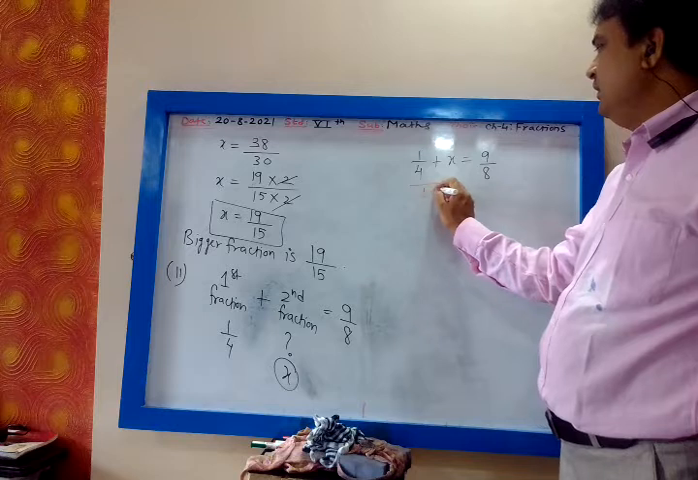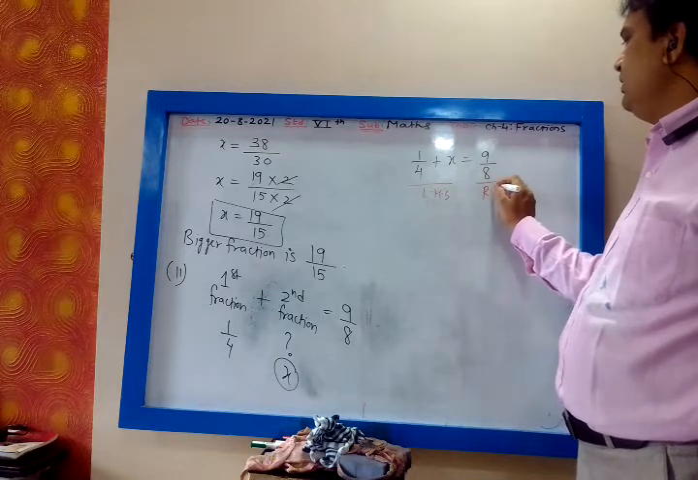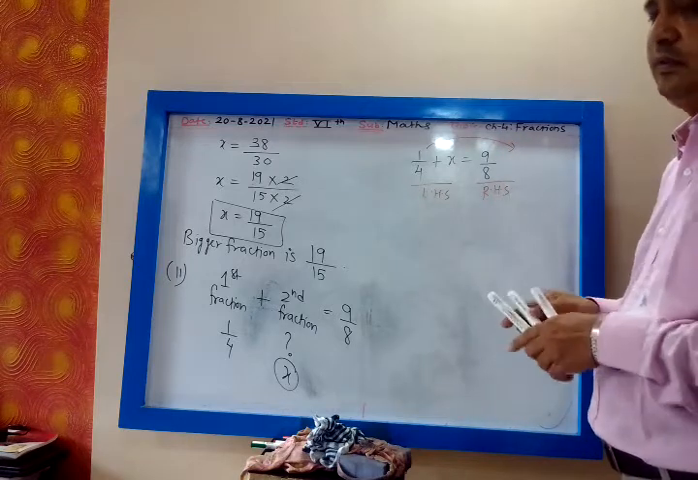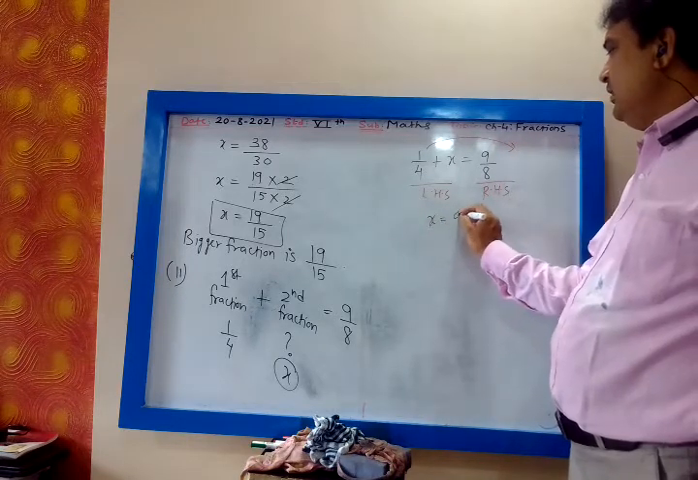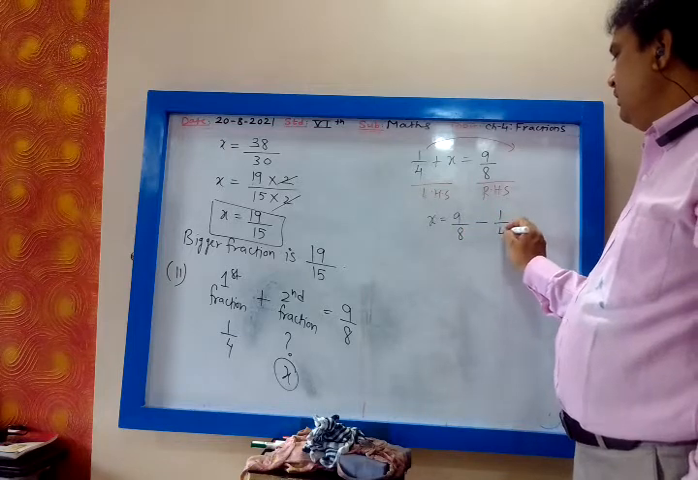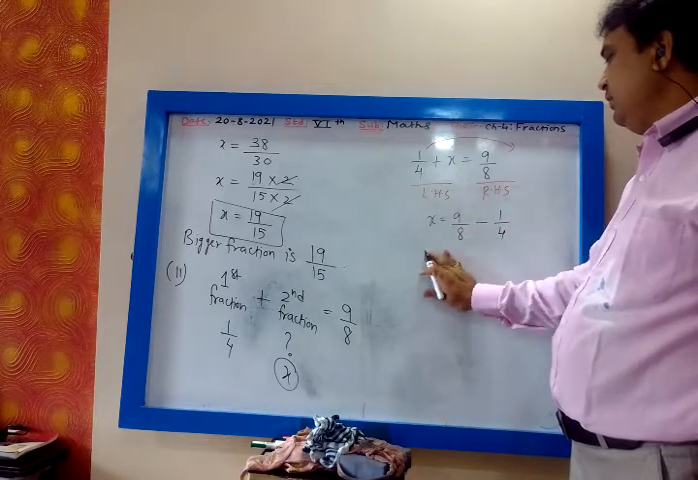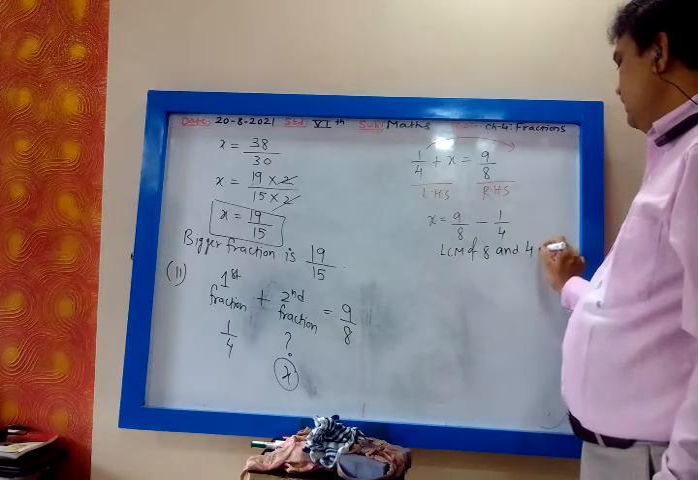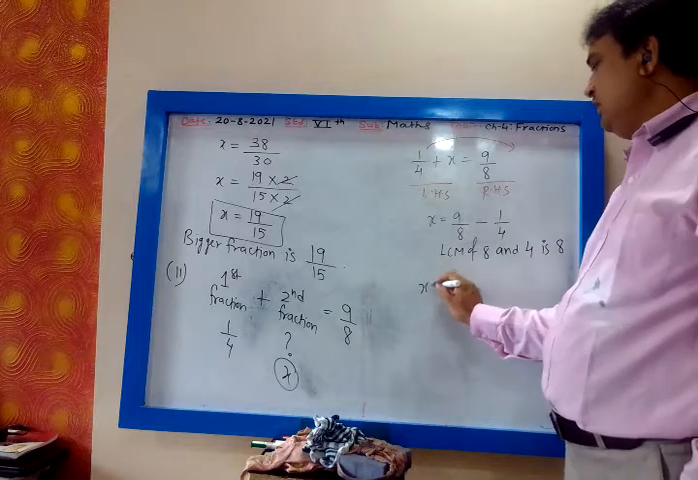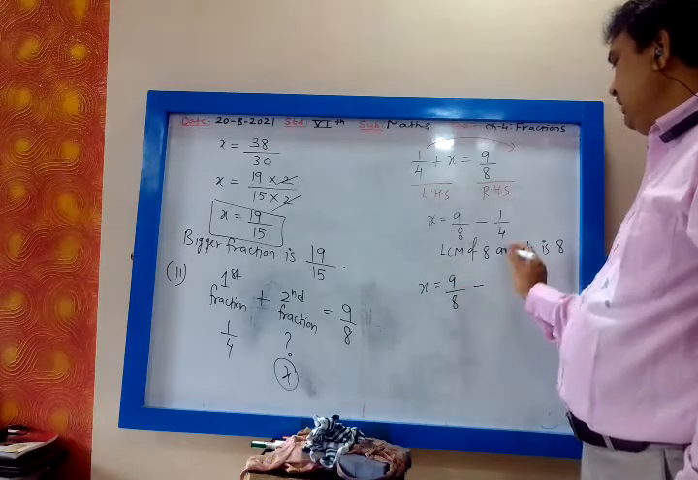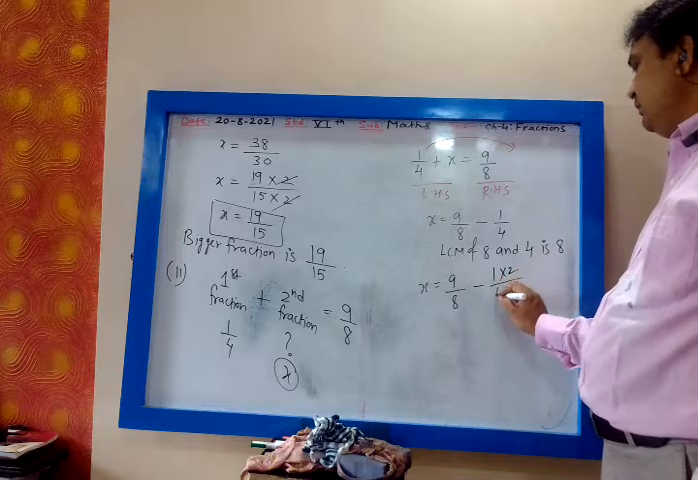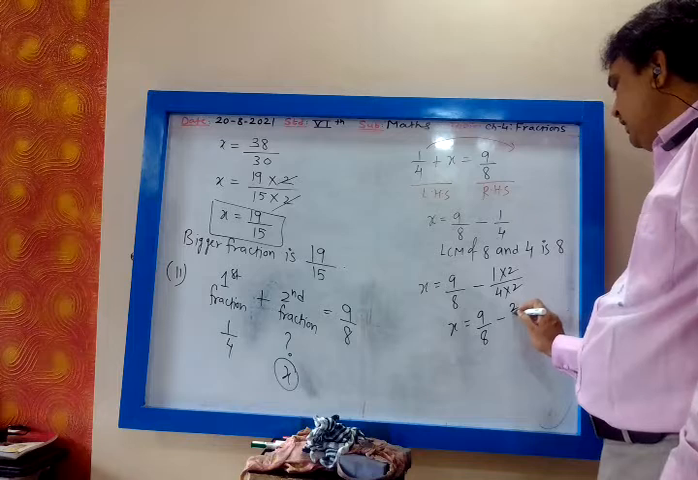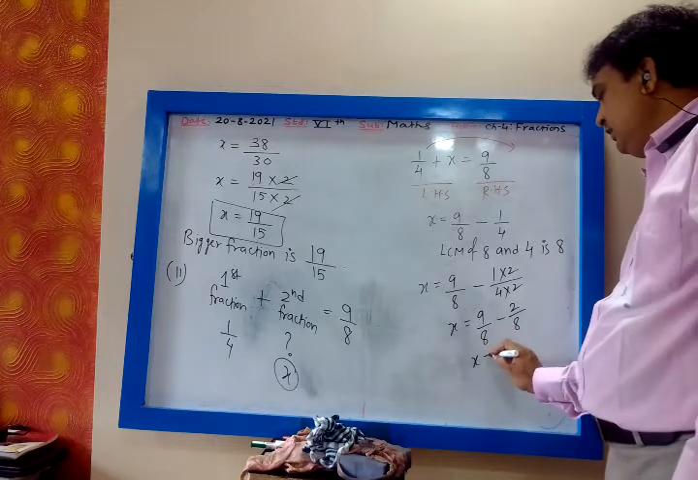This is my left hand side. Before the equal to and after the equal to is my right hand side. This is plus 1 by 4. We take it to the right side. It will become minus 1 by 4. So x is equal to 9 by 8 minus 1 by 4. Take the LCM of 8 and 4, which is 8. So x is 9 by 8 minus, multiply this by 2, 1 into 2 upon 4 into 2. So x is 9 by 8 minus 2 by 8. So x is 9 minus 2 by 8.